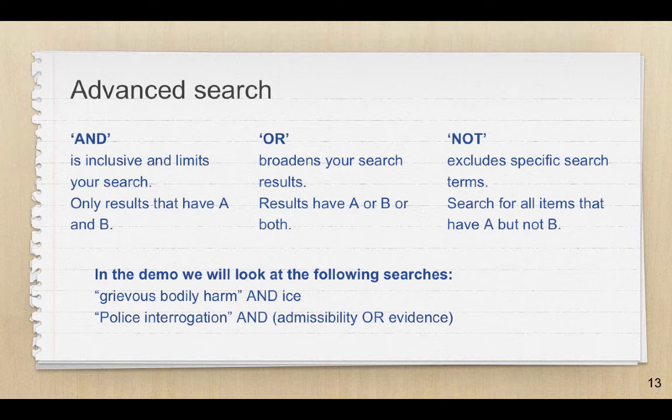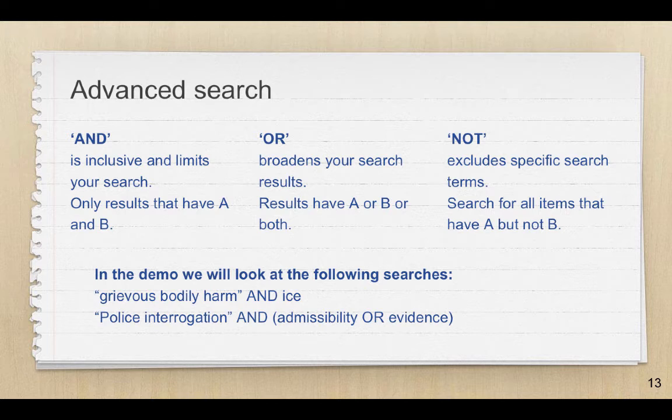So you can do an AND search, which means putting the two terms together, and that will locate all of the cases that have both of those terms. So for example, here we might say grievous bodily harm and ICE. We can do multiple versions, so we could do grievous bodily harm and drugs and ICE. So we could have cases that cover all of those terms.